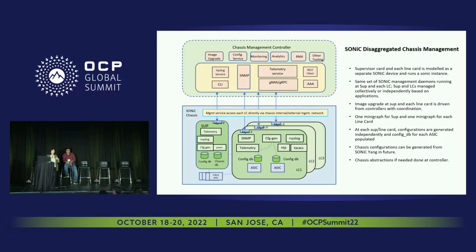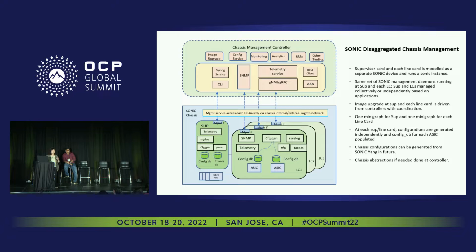And then regarding the image upgrade, typically we would like the supervisor card and all the line cards to run the same image version. But this architecture doesn't preclude you from having a different image version on some of the line cards. That depends on your needs and, of course, whether you really support that or not, right? Because if you have multiple versions, then the testing and management will be more work.